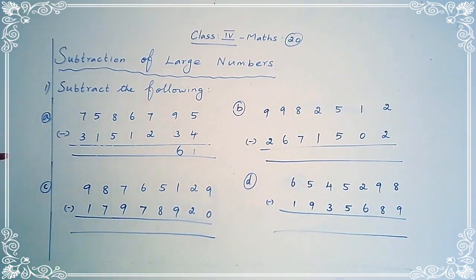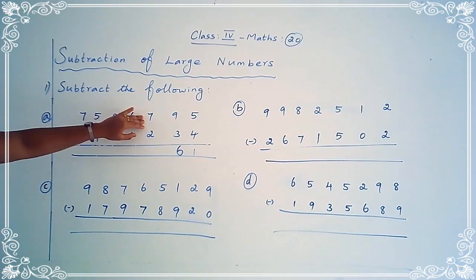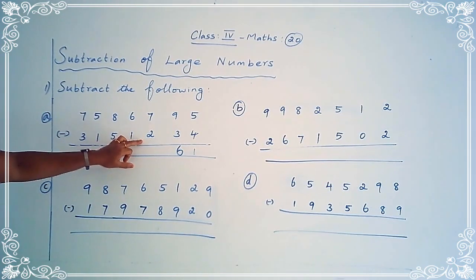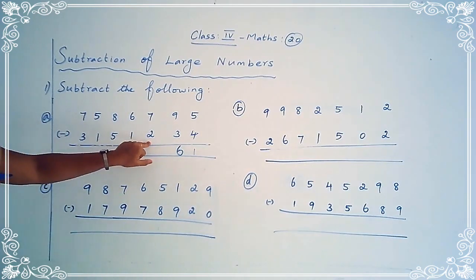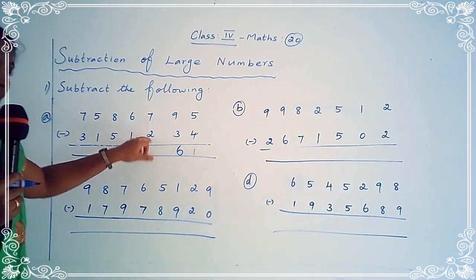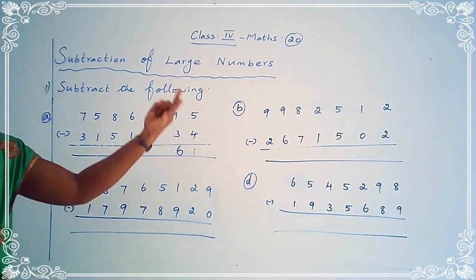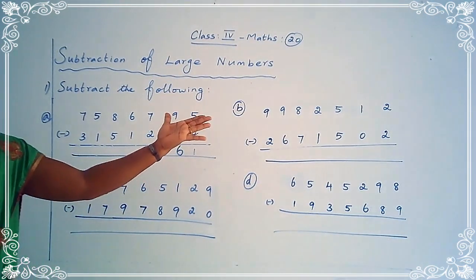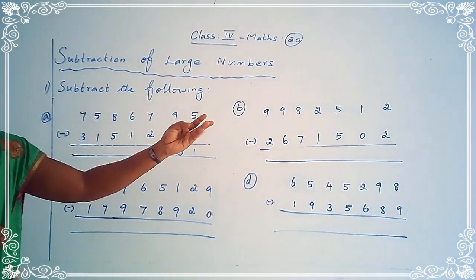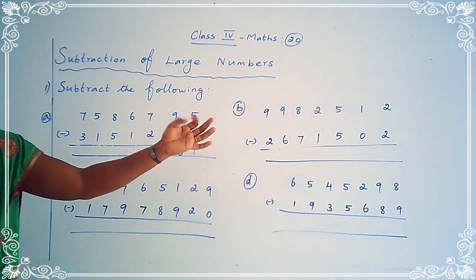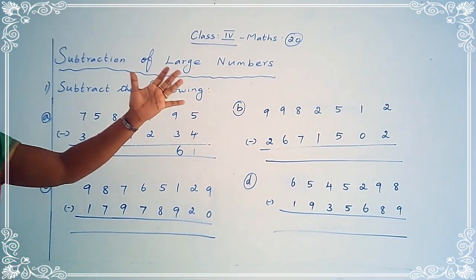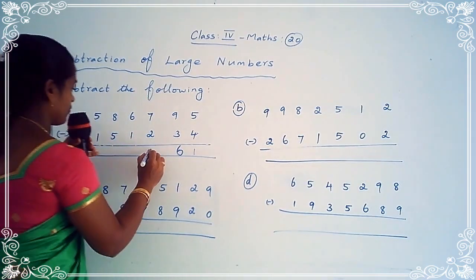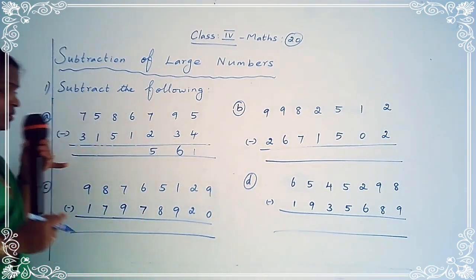Clear children? Now you come to the next place, subtracting in the hundreds place. Here the hundreds place has 7 and 2. Now you subtract 7 minus 2. What is the answer? 2. Take 2 in your mind. So 2 after 3, 4, 5, 6, 7. Now you see how many fingers are there in your hand? 5. So 7 minus 2 is equal to 5.